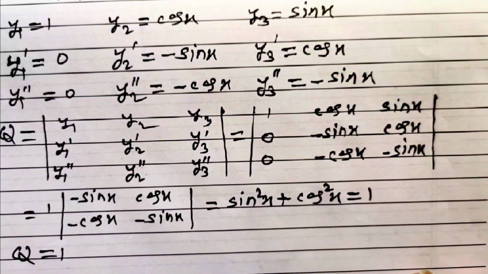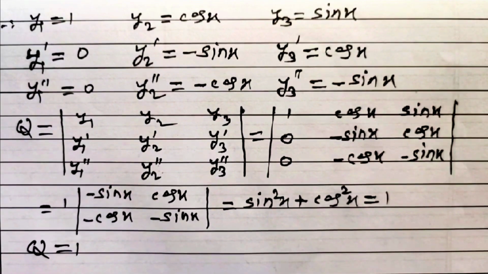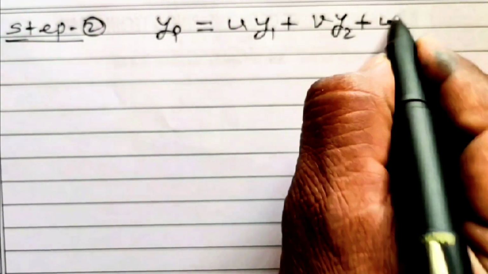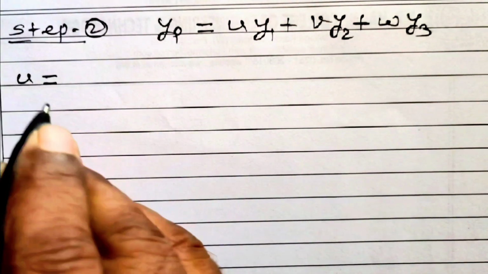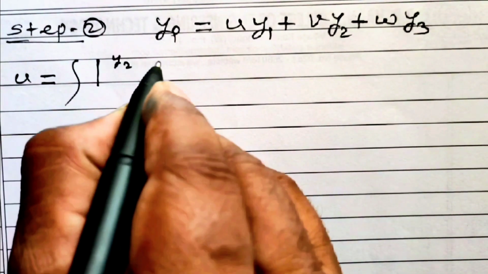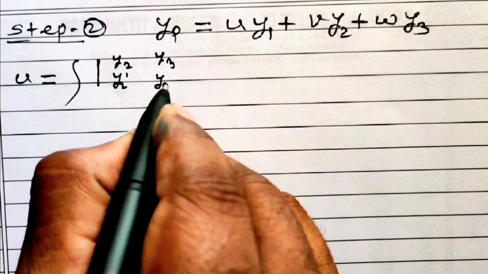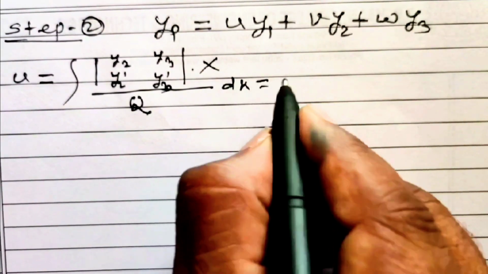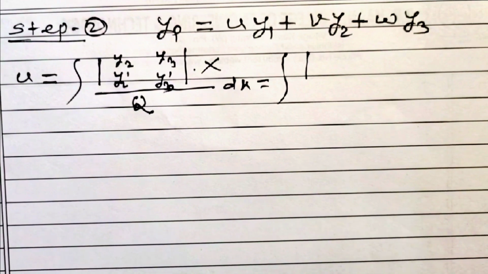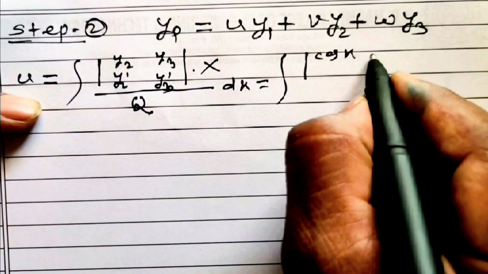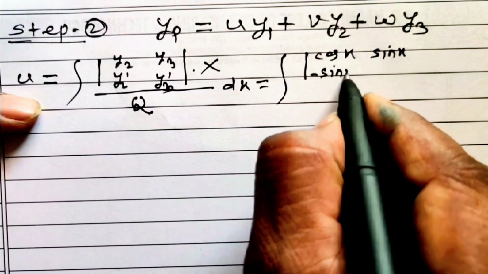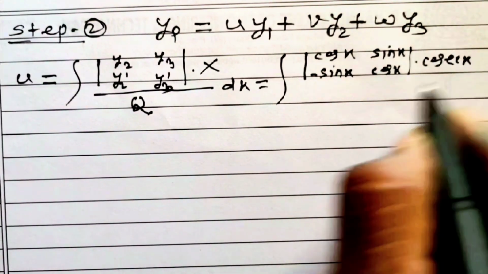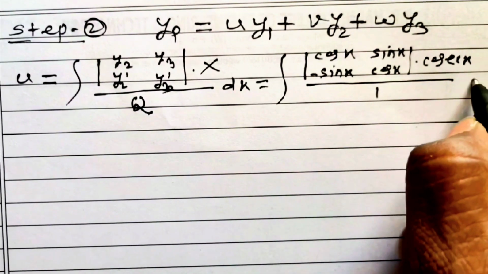Step number 1 is over. Now let us start step number 2, in which we have to find out the particular integral. Yp is equal to uy1 plus vy2 plus wy3. Here u is given by the integral of the determinant y2, y3, y2 dash, y3 dash into capital X divided by q, integral with respect to x. So this is equal to the integral of, now here y2 is cos x, y3 is sin x, y2 dash is minus sin x, and y3 dash is cos x, into capital X, which is the right hand side of the given differential equation, cosec x, divided by q. The value of q is 1, integral with respect to x.